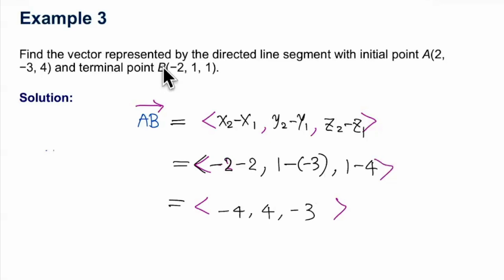So it's very simple. Don't think too complicated. You're given the initial point and terminal point to get the vector. Take the coordinates of the ending point, subtract the coordinates of the initial point, then you get the vector. So not too complicated. Don't over complicate it. Okay, let's take a break.